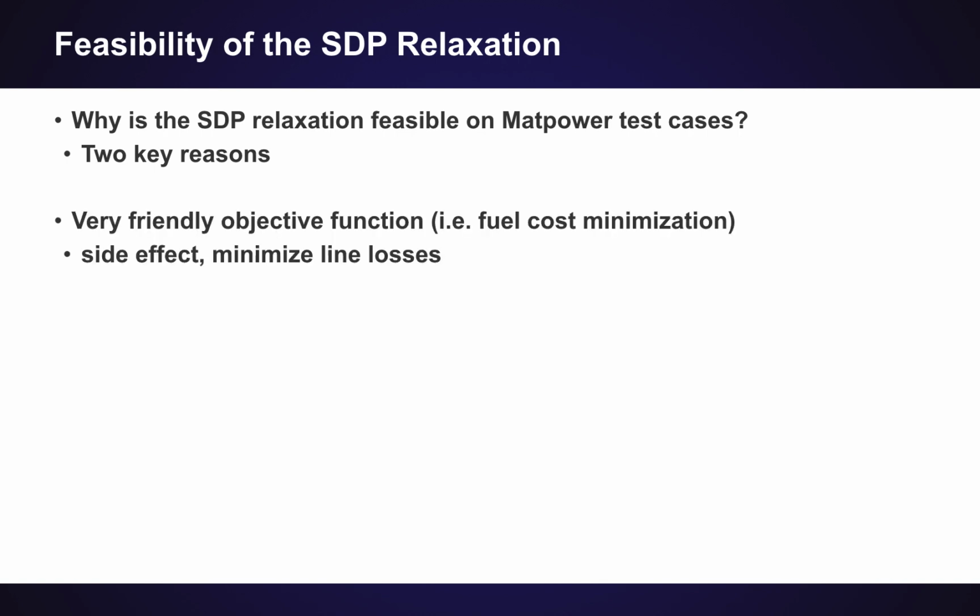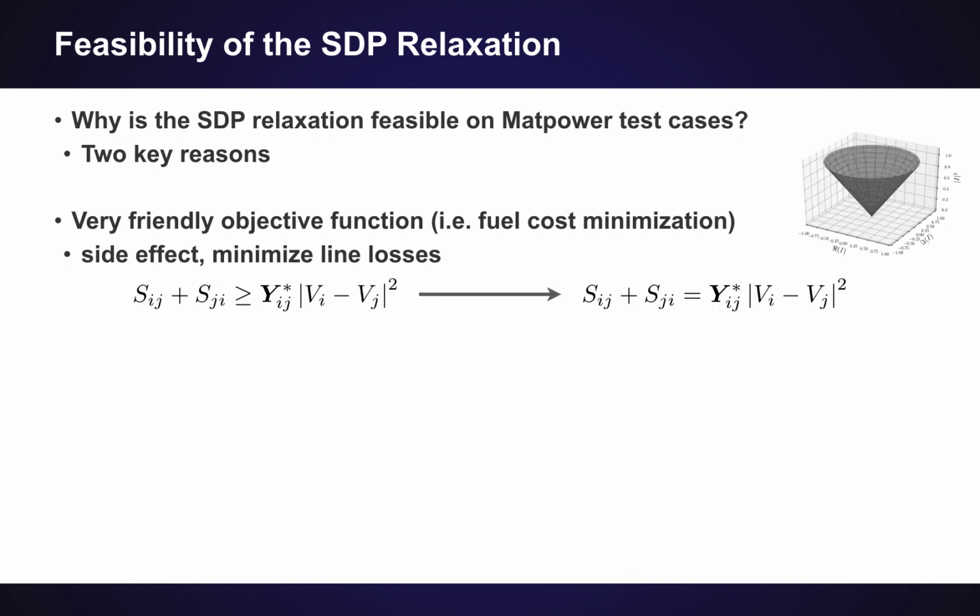The first reason that I found was because the objective function in a typical AC-OPF study is extremely friendly. So it's basically either some kind of generator fuel cost minimization or some kind of line loss minimization problem. And why is that a particularly friendly problem?